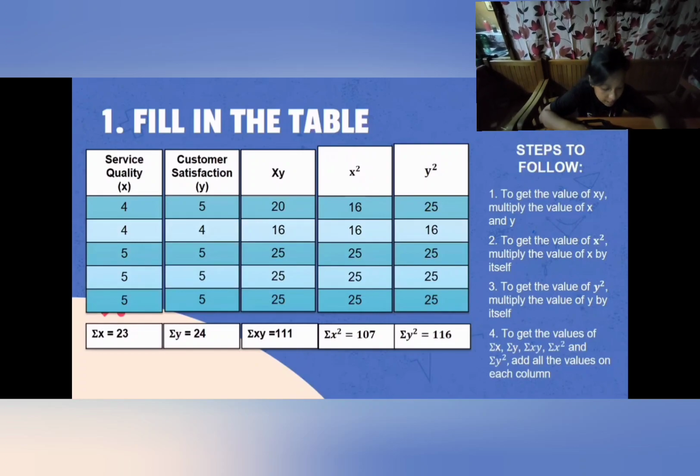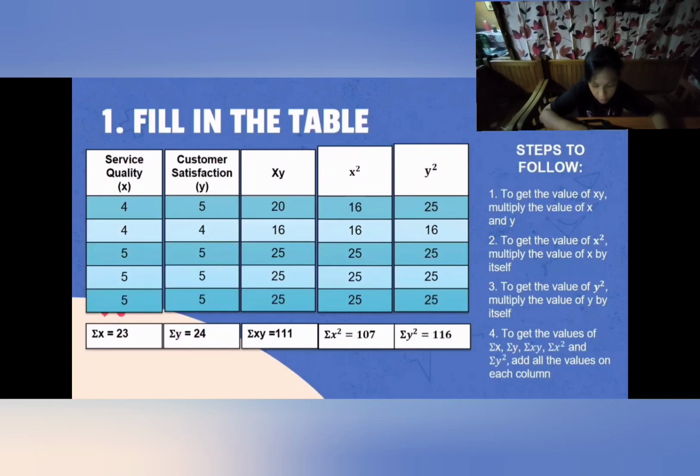The first step is fill in the table. As you can see, we have the values for X and we have the values for Y. We will be looking for the values of XY, X squared and Y squared. How? Let's try to follow the following steps. First step, to get the value of XY, multiply the value of X and Y.